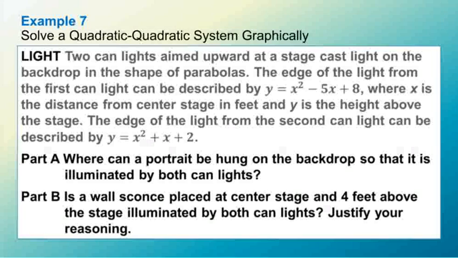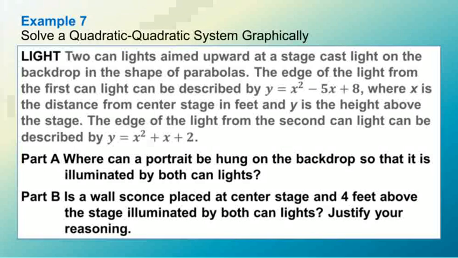Example 7, solve a quadratic system graphically. There are two can lights aimed upward at a stage, casting light on the backdrop in the shape of parabolas. The edge of the light from the first can light can be described by y equals x squared minus 5x plus 8, where x is the distance from the center stage in feet and y is the height above the stage. The edge of the light from the second can light can be described by y equals x squared plus x plus 2.